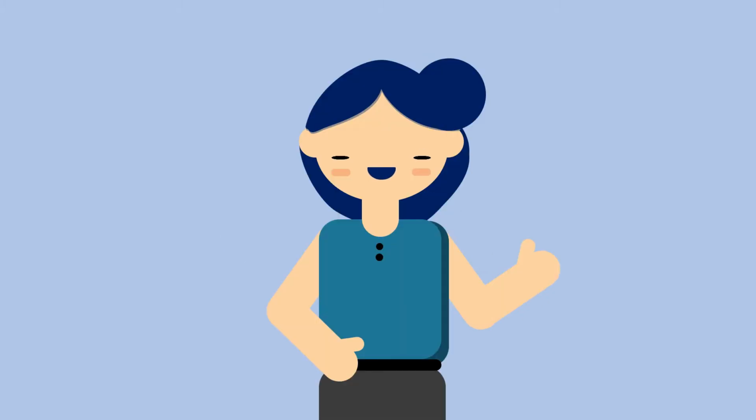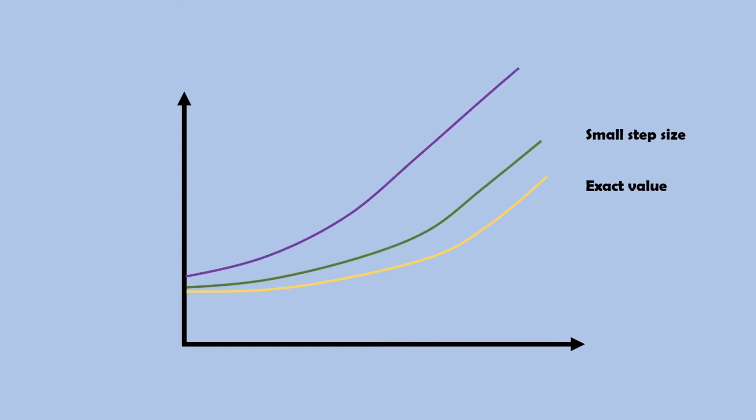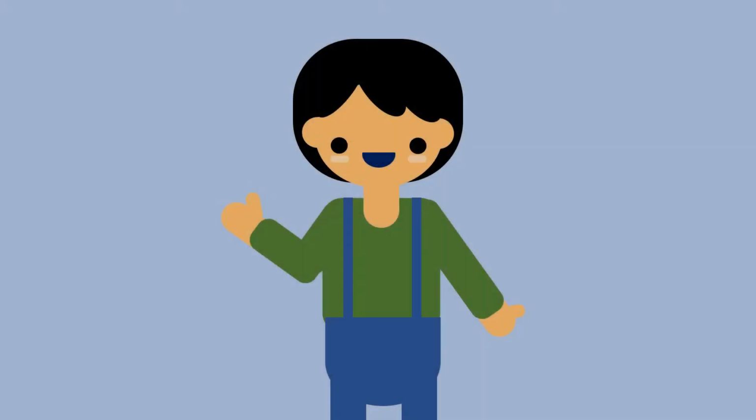Good job, Sarah. However, Euler's method is just a basic step in numerical methods. The larger the step size, the larger the error, because it will diverge from the exact solution. Doctor, can I ask you something? How do we calculate the error?